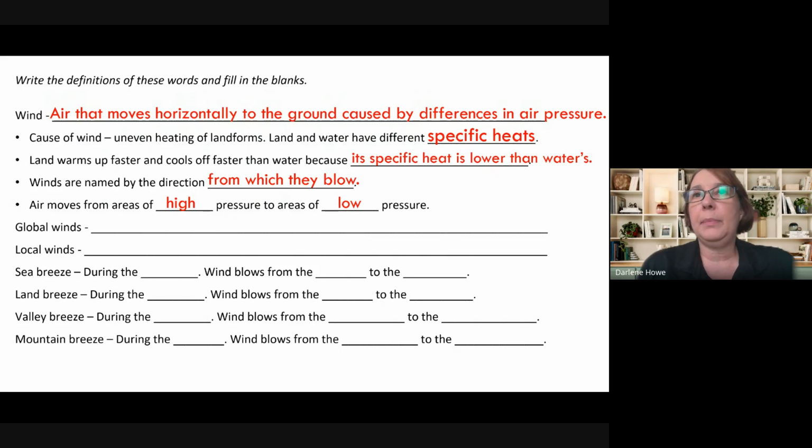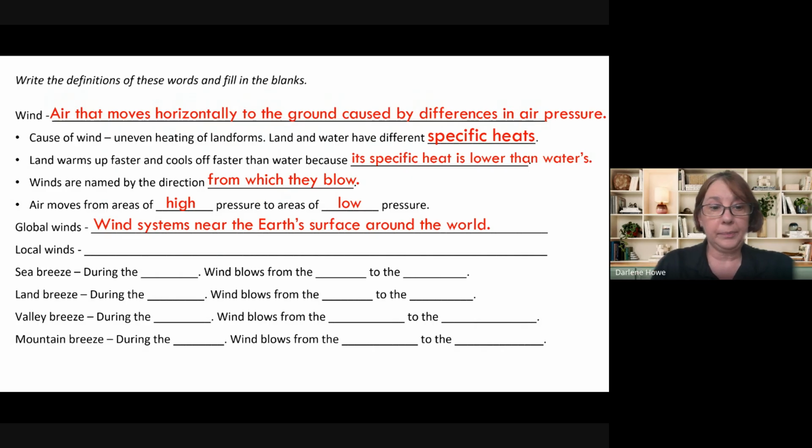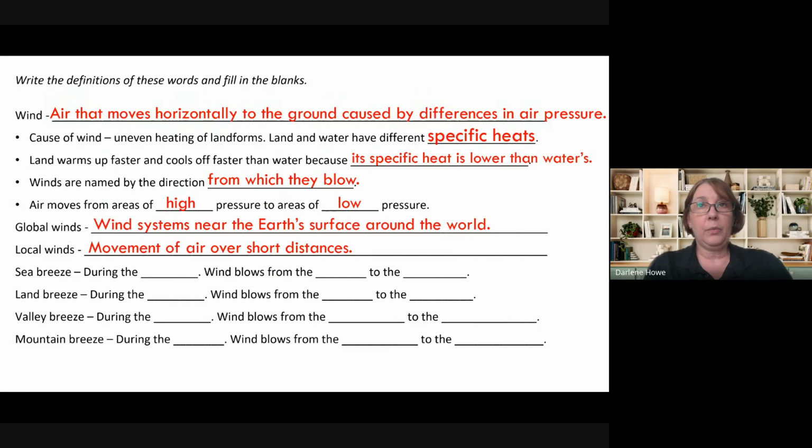Okay, how do we describe a global wind? We looked at the trade winds, the westerlies, the polar easterlies. Those are our global winds. How do we describe those? Wind systems near the Earth's surface around the world. It's that simple. Global meaning world. They're just wind systems that are close to the Earth's surface that are around the world. Local winds, same idea, but this time movement of air over short distances. We're talking about just the area where the land and the ocean meet, or just the area where the mountains and the valleys are.